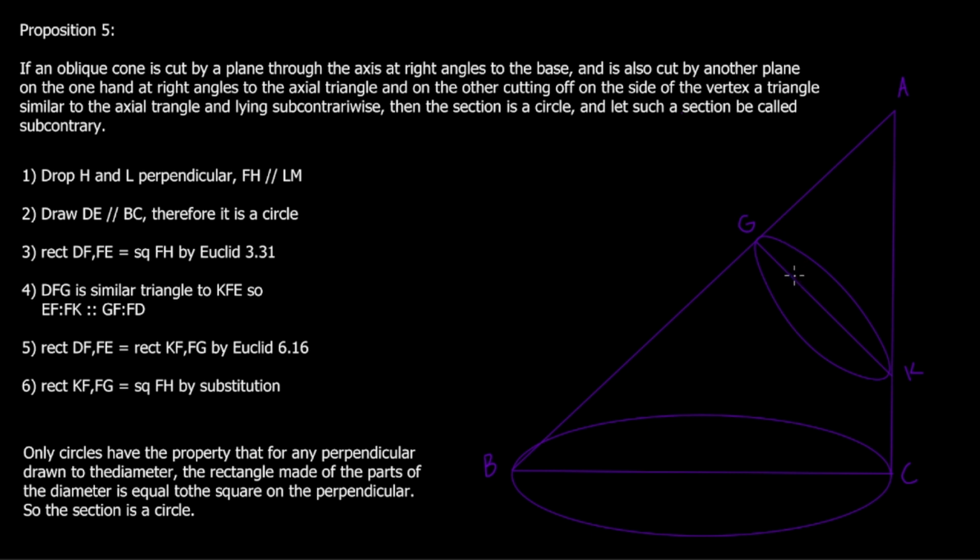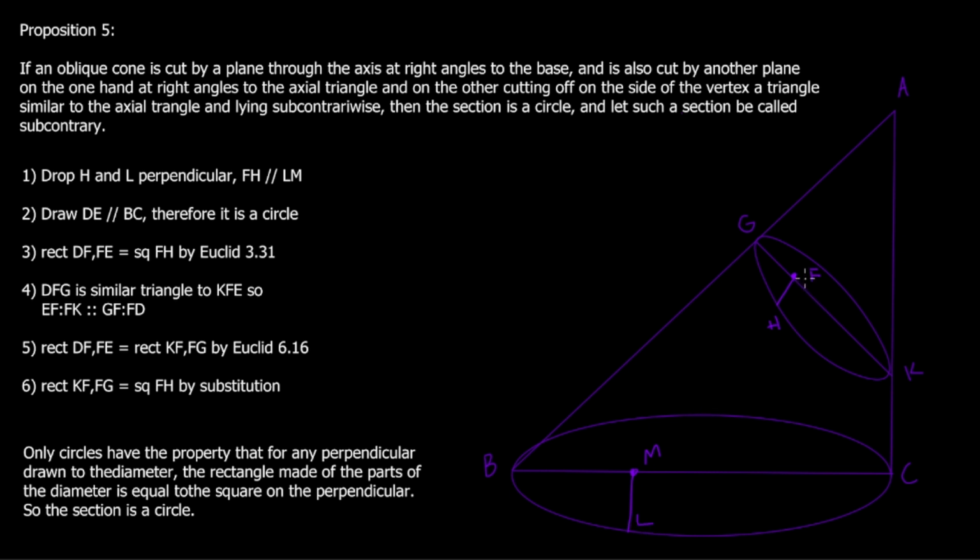And we're going to pick any point along GK, and I'll label this F. And we're going to draw a line perpendicular to the axial triangle, meaning ABC. And we'll label this H. And over here on BC, we'll do the same thing. We'll pick any point, and we'll drop a perpendicular to the axial triangle. And we'll call this ML.